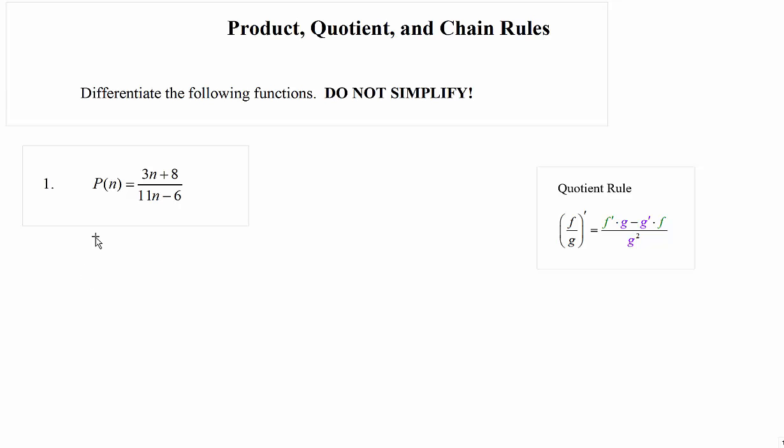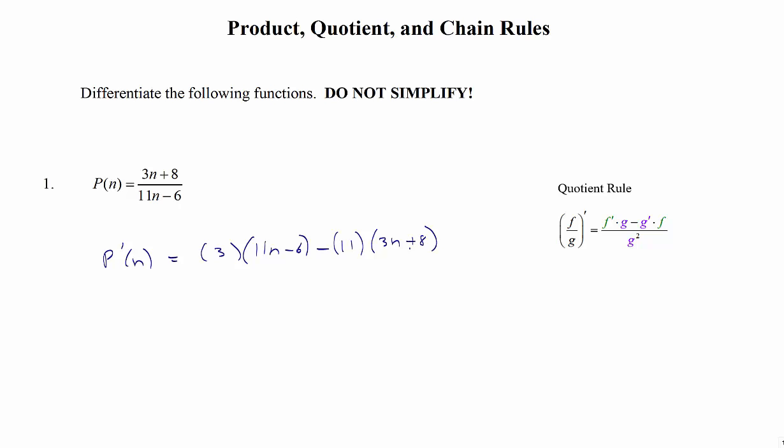Okay, so coming over here, our derivative, p prime of n, is going to be equal to the derivative of the first. So what's the derivative of 3n? Times the second, so I do nothing to the second, just 11n minus 6, minus, now I need to have the derivative of the second. So the derivative of the denominator times the first, times my numerator, all over the denominator squared. And again, if I had to simplify, think about distributing and combining like terms, but you would leave the denominator factored out.